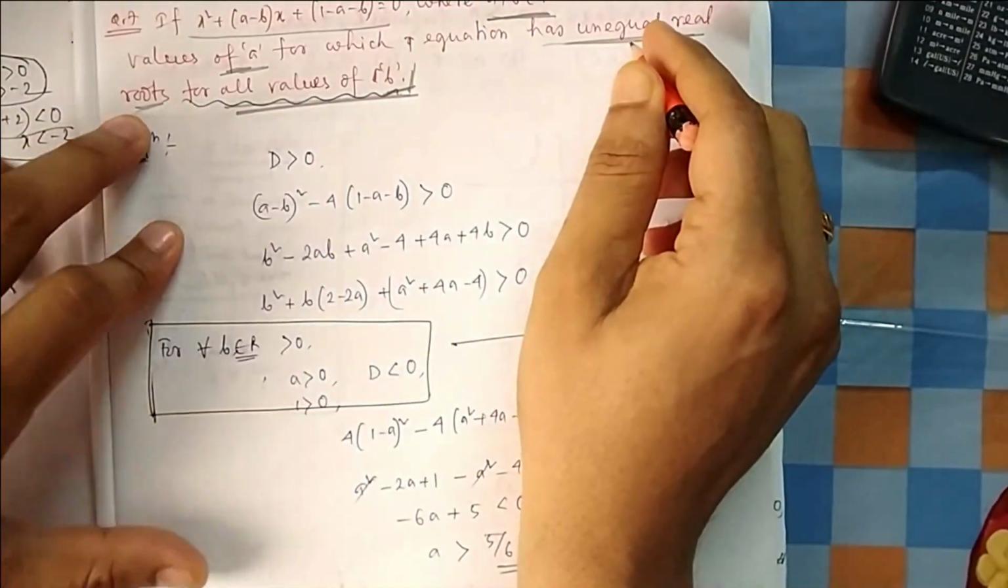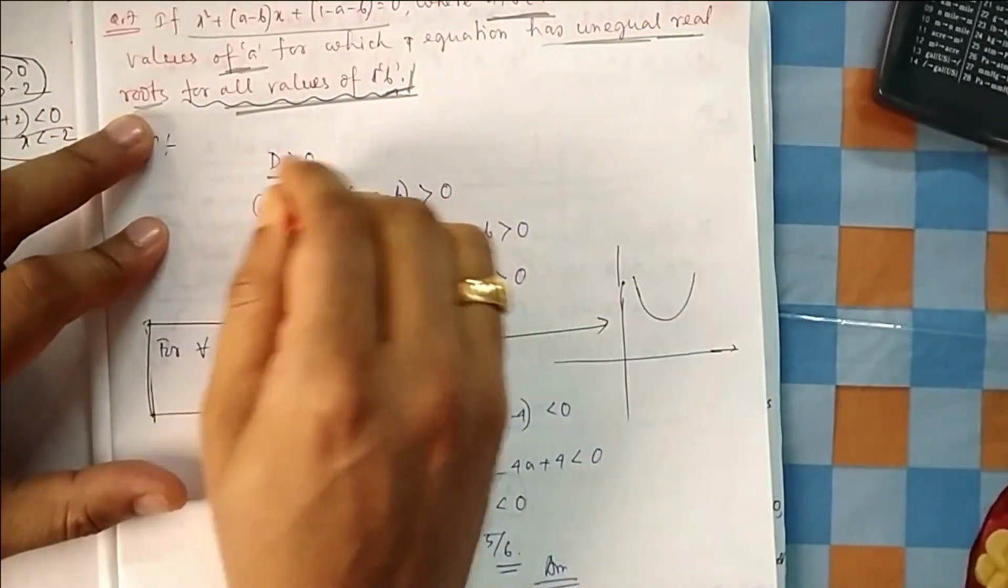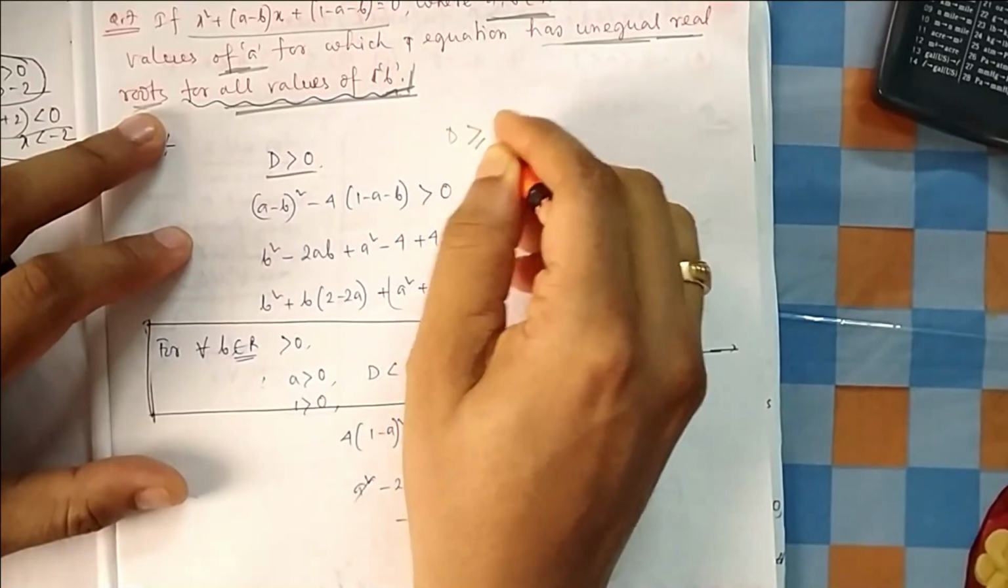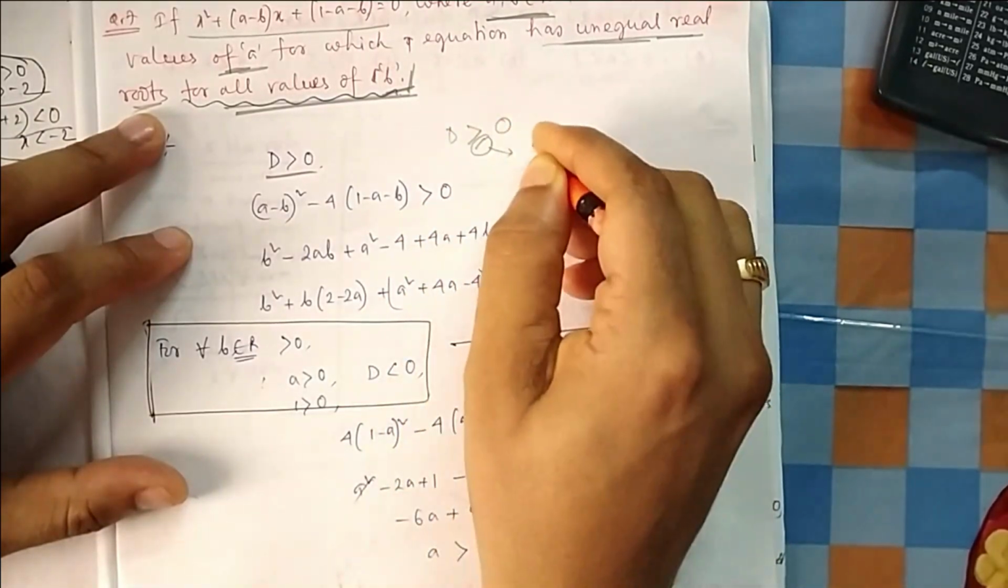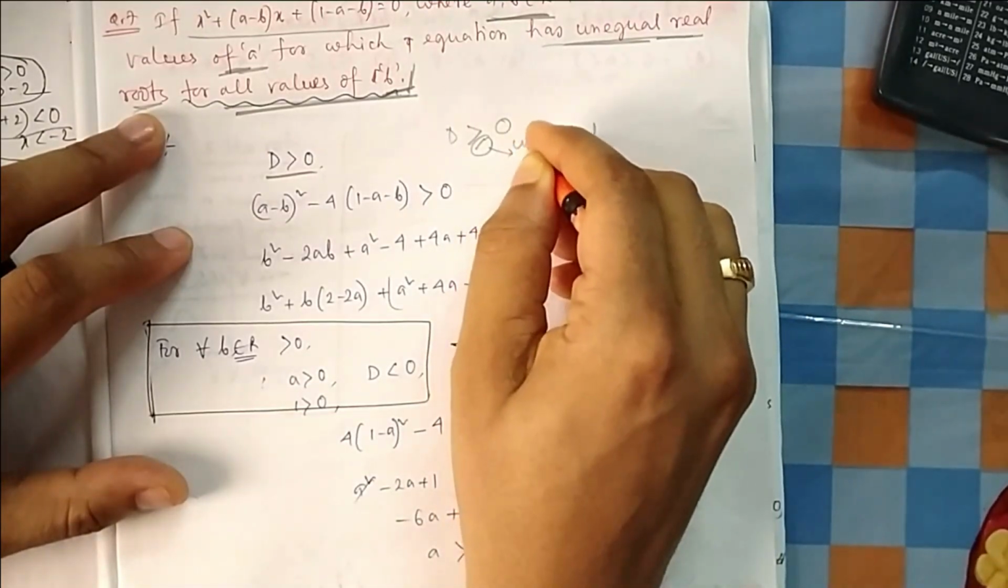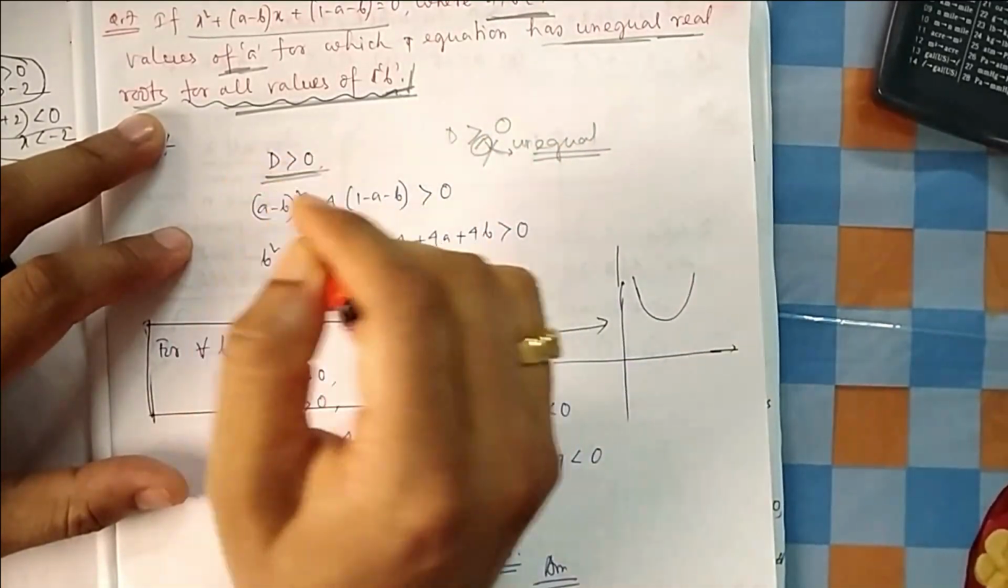So for unequal real roots, you need D to be greater than 0, not equal to. Why am I not putting equal to? If it is equal to, then it is equal roots. But they are saying unequal. So for unequal, equality should not be there. So it is only greater than 0.